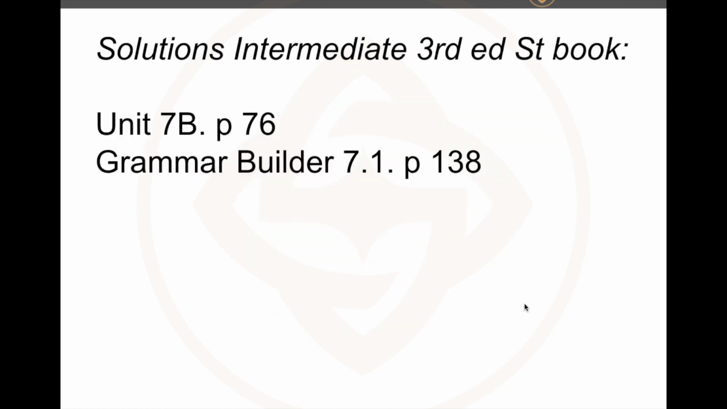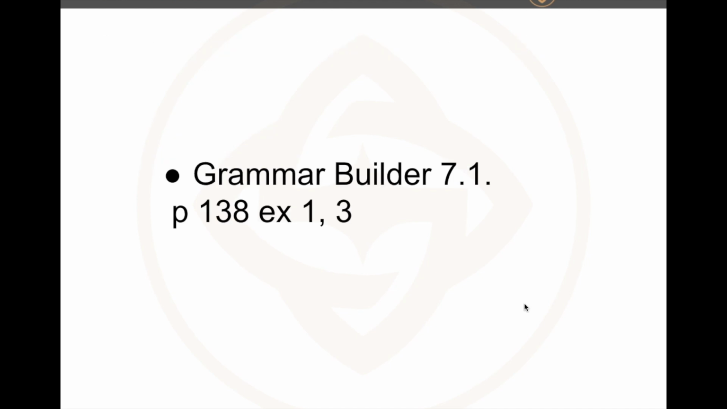Now, students, all the information can be reviewed in Unit 7B, page 76 in your textbooks, or page 138 in the Grammar Builder 7 and 1. Now you will be required to do the homework in Grammar Builder 7 and 1 on page 138, exercises 1 and 3.